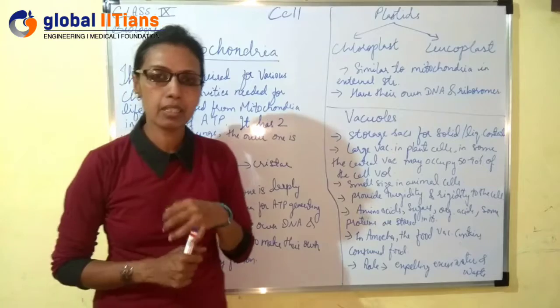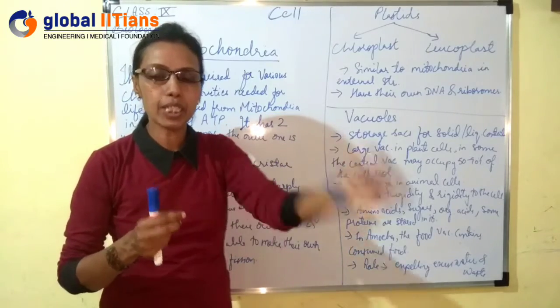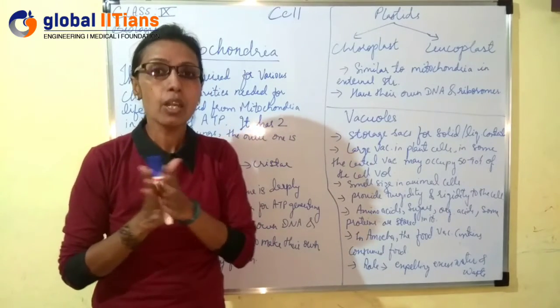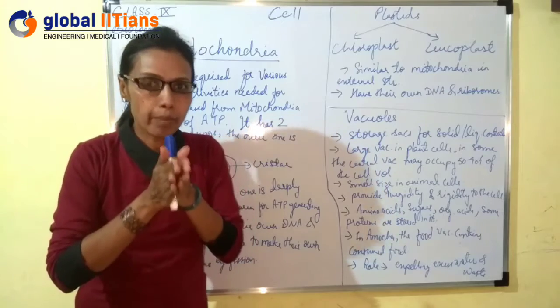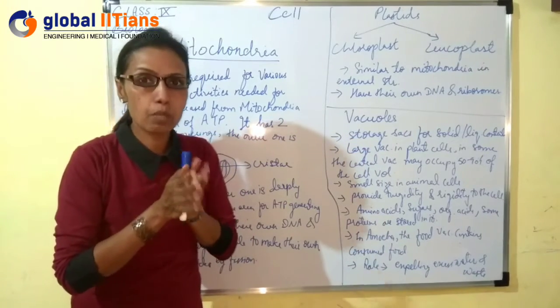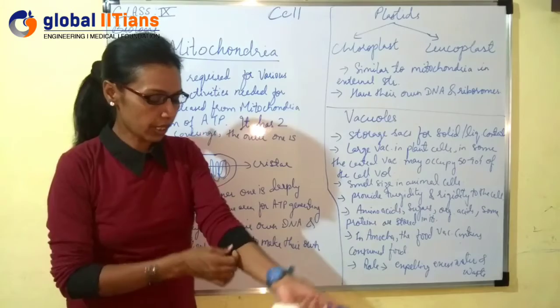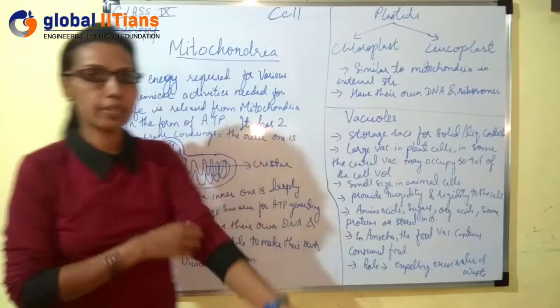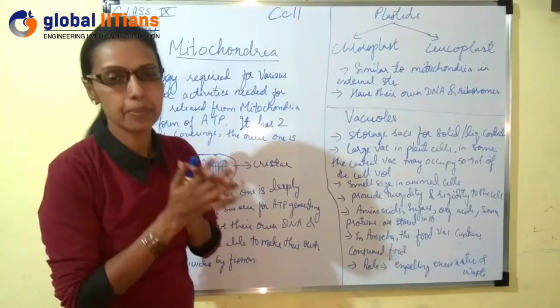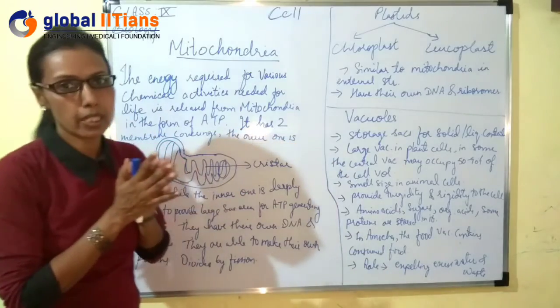Golgi apparatus, right? The minute details about these organelles we have studied. Today we'll be studying mitochondria, vacuole, plastids. Okay, so we'll start with mitochondria, the energy currency of the cell, right? The powerhouse of the cell.